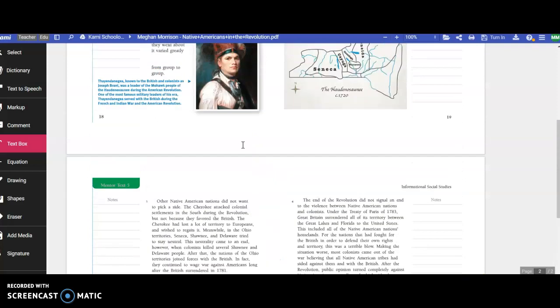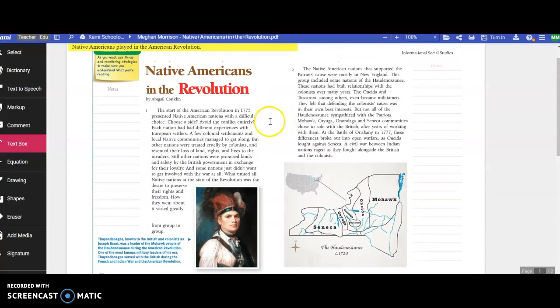It can be a connection. It can be, I didn't know this before. Maybe you've heard of some of these tribes before, so you have some sort of connection to that. Maybe you wonder, what does this mean? What does this word mean? What does this concept mean? How would you feel if you were them? Do you agree? Do you disagree? So many different things that you can write just to make sure you're really activating your thinking.